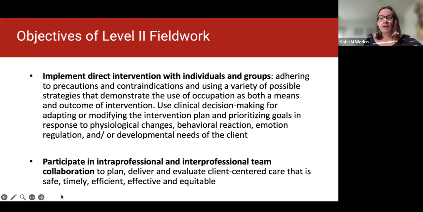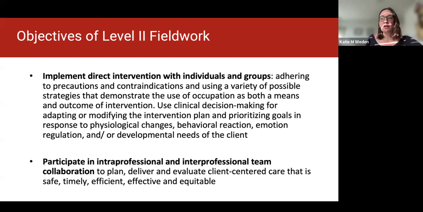The next area will be to implement the intervention with either individuals or groups, and that can depend on the site. This is where they're going to be looking that you're able to adhere to precautions, to contraindications, depending on what's going on for the client. Clinical decision making for times when you need to adapt or modify your plan. You may have a plan and you may have to just modify and do something different. So they'll be looking at your ability to make those decisions, make those adaptations, etc.